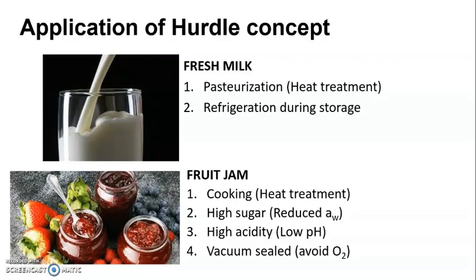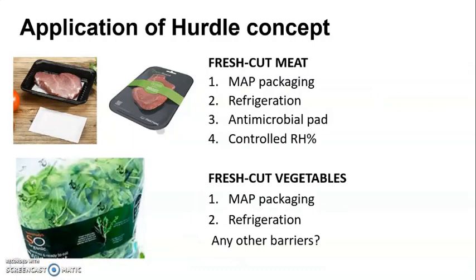Basically, the purpose is to reduce the water activity of the jam because sugar will bind with the water available in that jam environment. Sometimes some recipes also add lime so that the pH of the jam will be reduced. And lastly, in terms of packaging, to avoid the presence of oxygen, usually the jam will be packed in a jar or in any vacuum sealed packaging to make sure the shelf life of the fruit jam can stay long. Another example that I want to share with you is fresh cut meat.